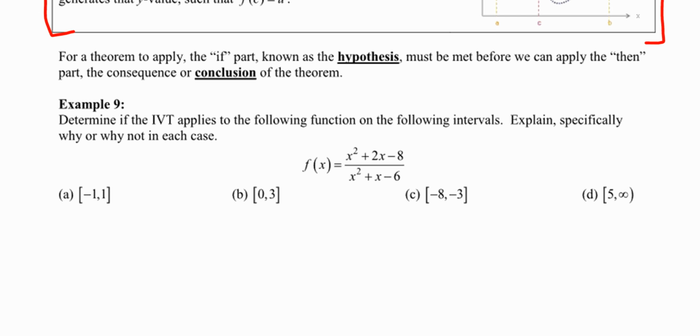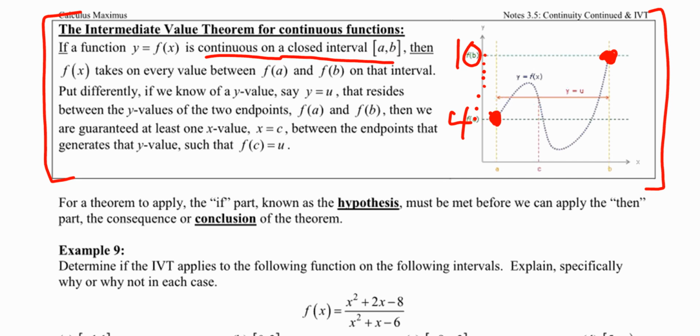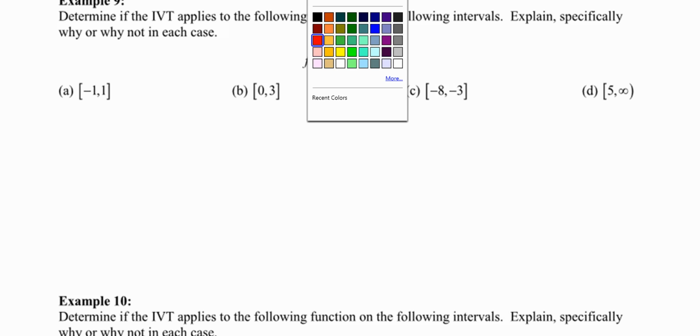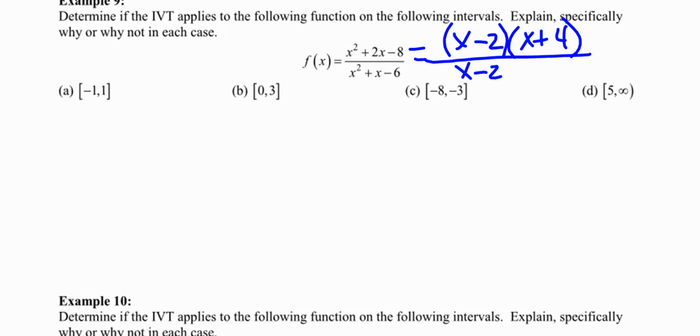All right. So the if part must be true before we can apply the then. So if a function is continuous on a closed interval, we have to check that when we're going to use this. All right. So determine if the IVT applies to the following function. Well, we need to know if it's continuous. So let's factor this to figure out where it's not continuous. x minus 2, x plus 4 over x minus 2, x plus 3. So there's a hole at x equals 2. There's a vertical asymptote at x equals negative 3.